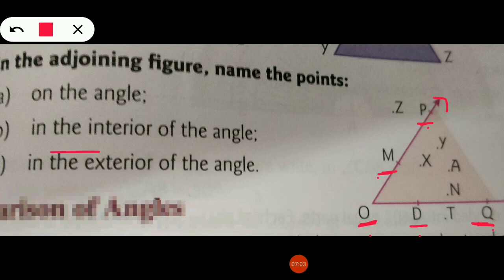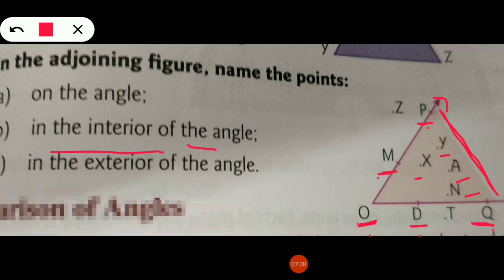Second, in the interior of the angle. Interior of the angle means inside of the angle. If there is an angle POQ, it means inside. If this angle closes here, it means inside of the angle. Now find out the points which are inside the angle: X, Y, A and N. These are 4 points which are in the interior of the angle.